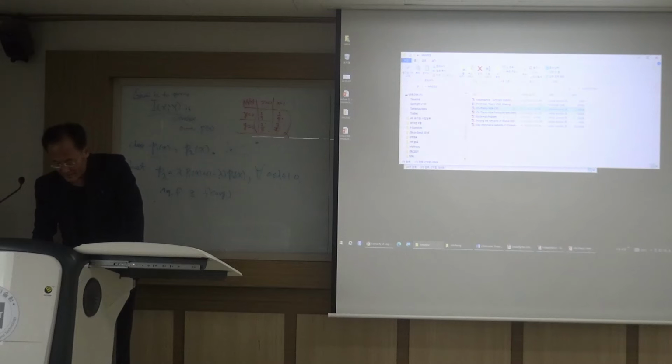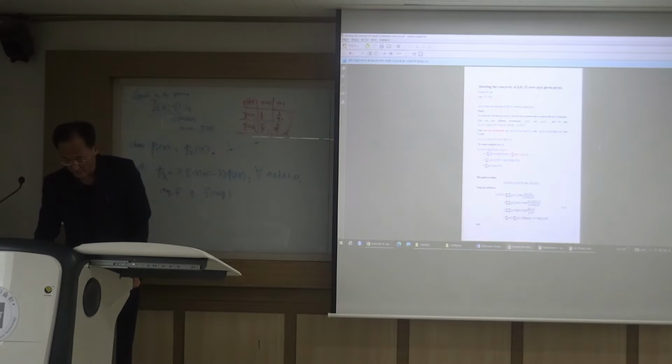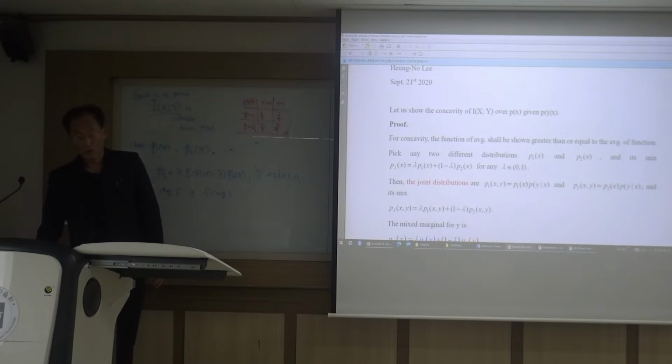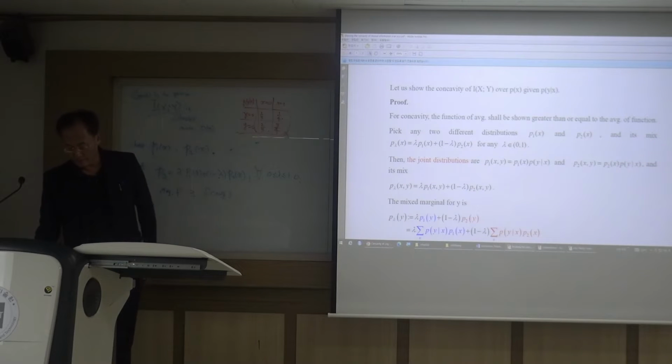Is this one right here, showing the concavity of mutual information. So I have done this for you, right? So showing this, basically what I have just said, using P1, you just need to pick 2 vectors, P1 and P2, and then do the mixing, lambda, P lambda, and then create the joint distribution and the product distribution for this, okay? All right? So that's all you need to do.